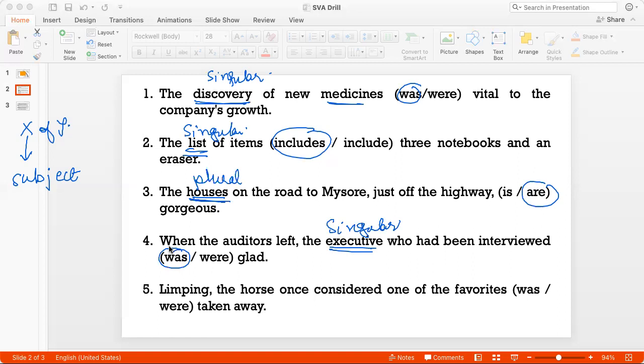Limping, the horse once considered one of the favorites, was or were taken away. Who or what was taken away? The horse. He was one of the favorites, but it was the horse that was taken away. And since the horse is singular, my verb would be was. Okay, let's try some more.